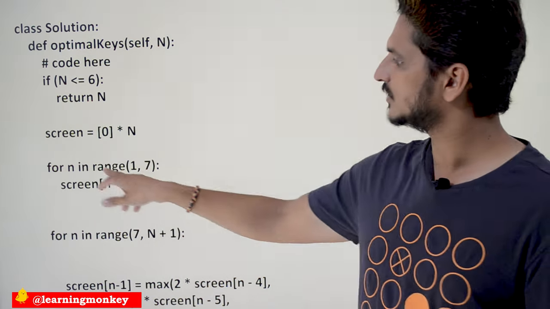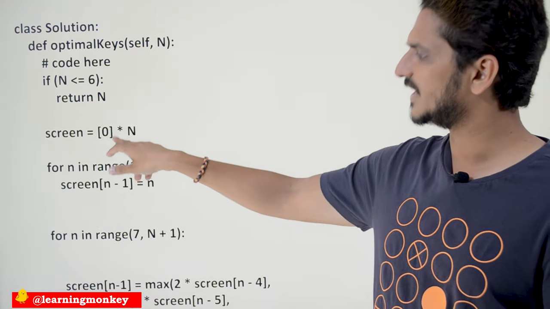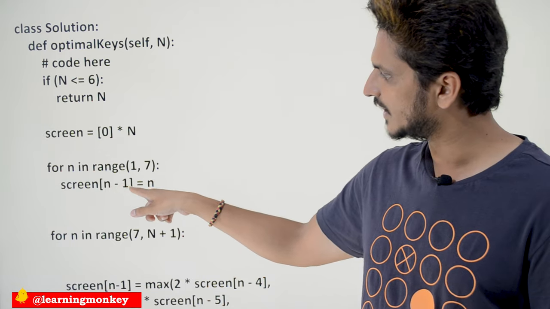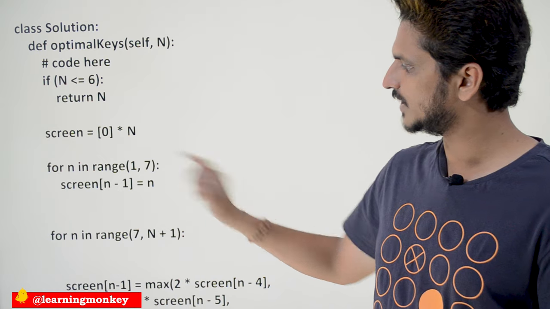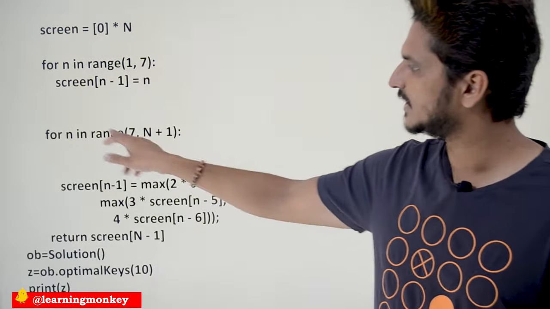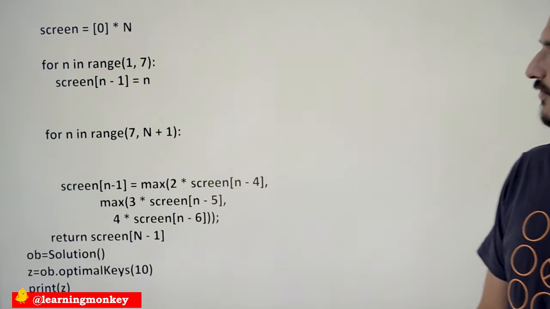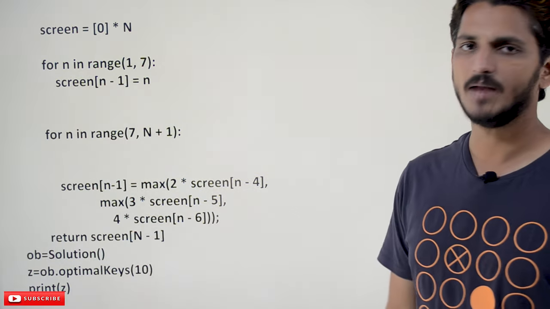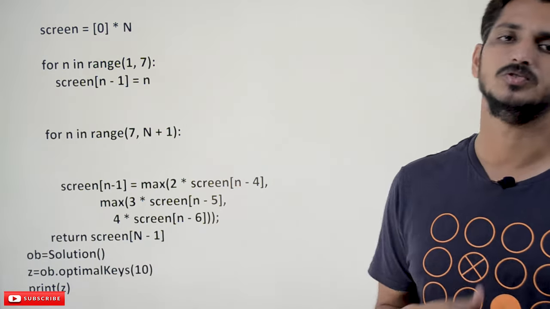For n in range 1 to 7, screen n minus 1 is equal to n. See, array index starts from 0 onwards. That's why it is going to take screen of n minus 1, the n minus 1th position. You are going to store the n value. Similarly, from now onwards, for n in range of 7 to n plus 1, you do this logic. Identify the maximum of the 3 options and place it in the n minus 1th position. Array index starts from 0, that's why the n minus 1th position.